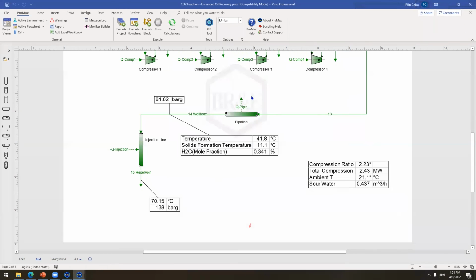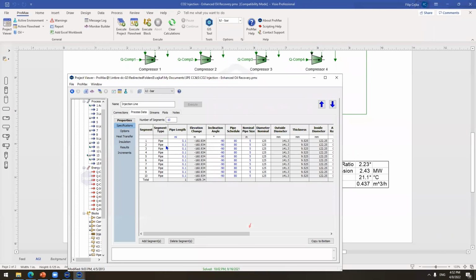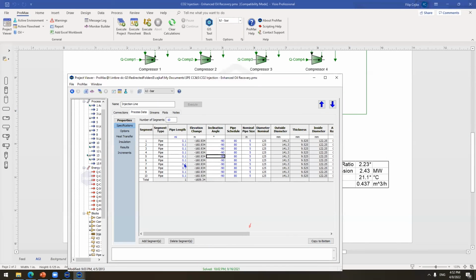So this one is the horizontal pipe. This one is the vertical pipe. And this is basically the injection line, the pipe that is coming to the reservoir. And if I click on this one, you will see that it is a bit different. You can see there are more segments in here, because it will be changing much more since it's going down. It's basically increasing the pressure.